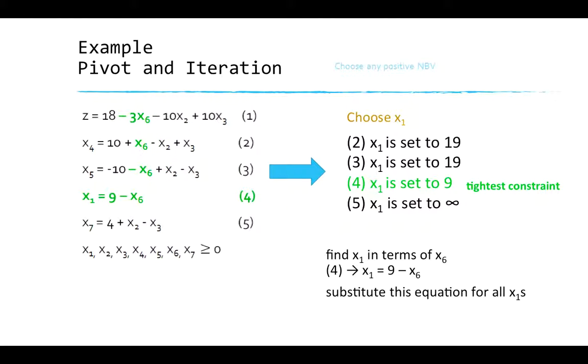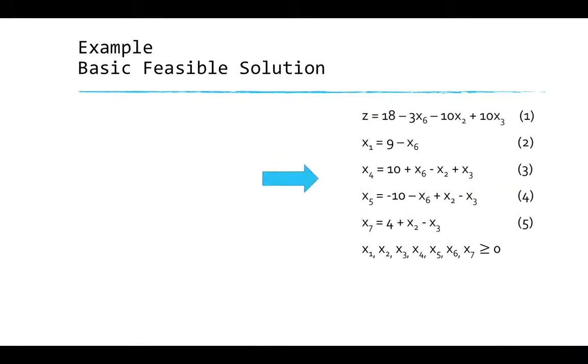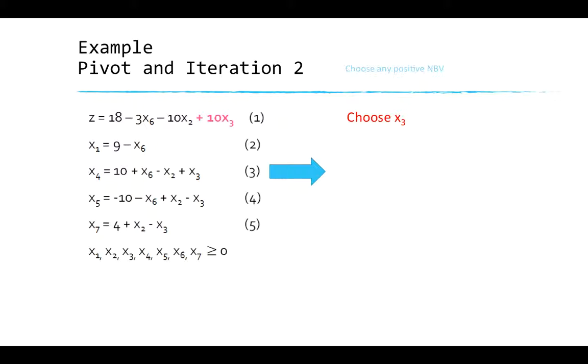Notice that x1, which used to be a non-basic variable, is now a basic variable. The opposite is true for x6. This is the pivot. The basic solution can be found again. The optimal solution is now 27. Checking the objective function, we can see there is still a positive variable x3, so we can iterate.